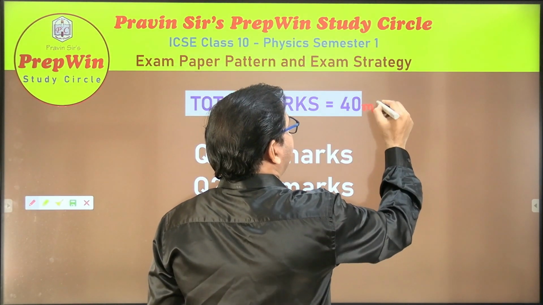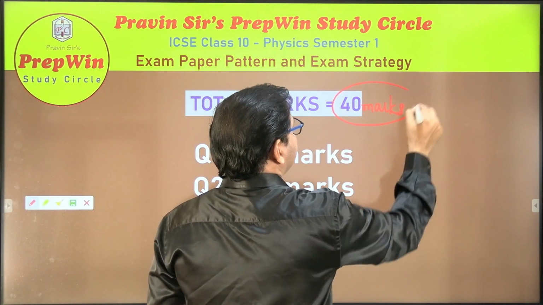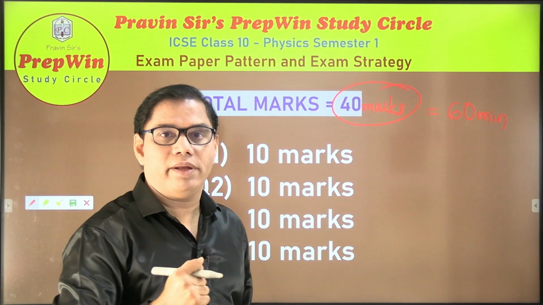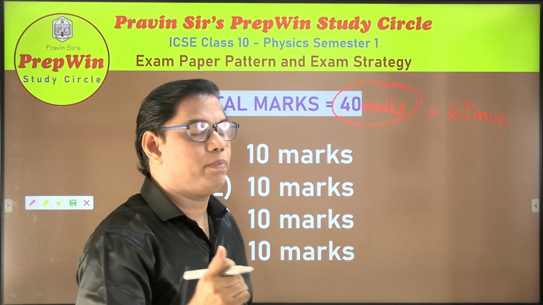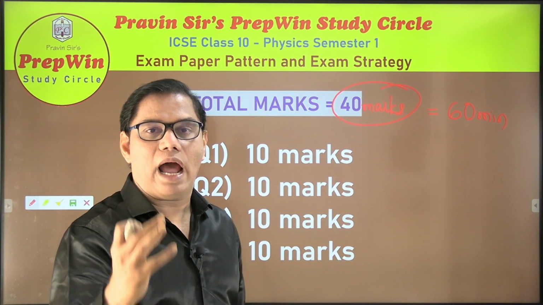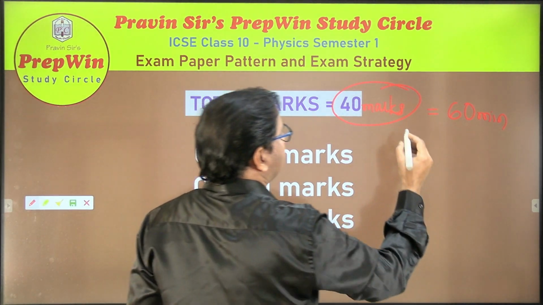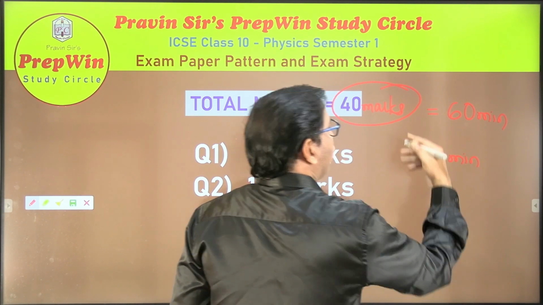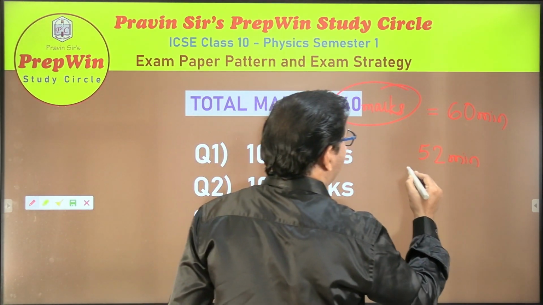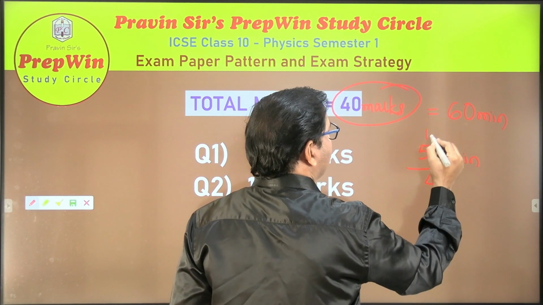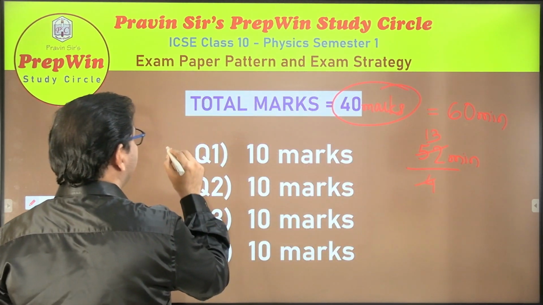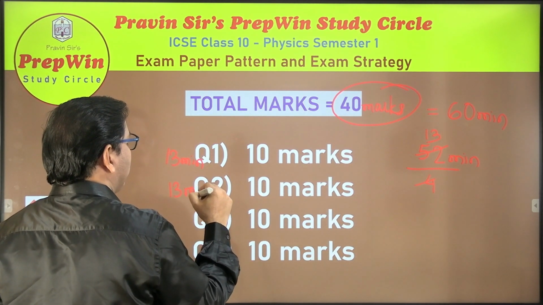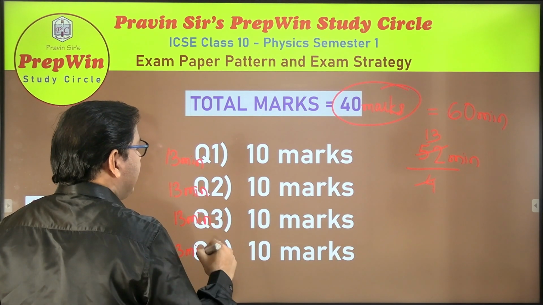Your paper carries 40 marks and for these 40 marks you have 60 minutes. But even these 60 minutes won't be enough to write your physics paper. You have to keep at least some time for reviewing your paper. Let us say we are utilizing 52 minutes for writing the paper. So if you divide this by 4, what does this come to be? 13. So for every question you have only 13 minutes. So make sure that you don't give more than 13 minutes for each question.